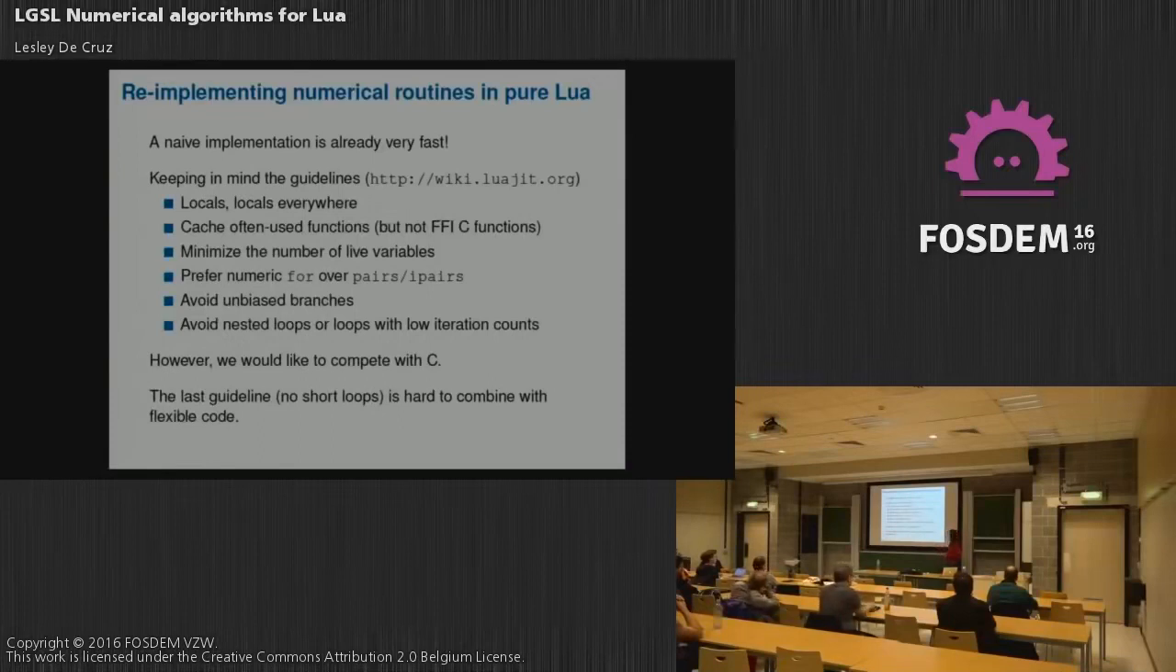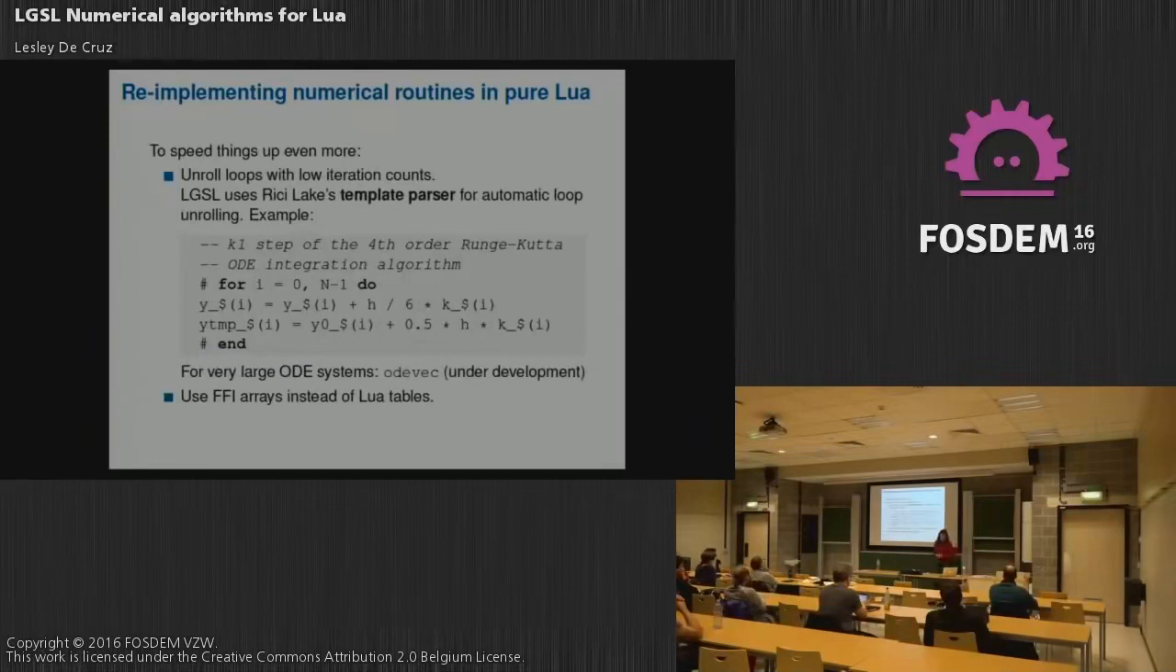Use numeric for instead of pairs if you want it to be fast. Avoid unbiased branches. And the last point is important: avoid nested loops or loops with very low iteration counts. If we really want to compete with C, then it becomes very tricky to combine this last item, like, don't avoid nested loops or small loops, with flexible code. So how is this fixed?